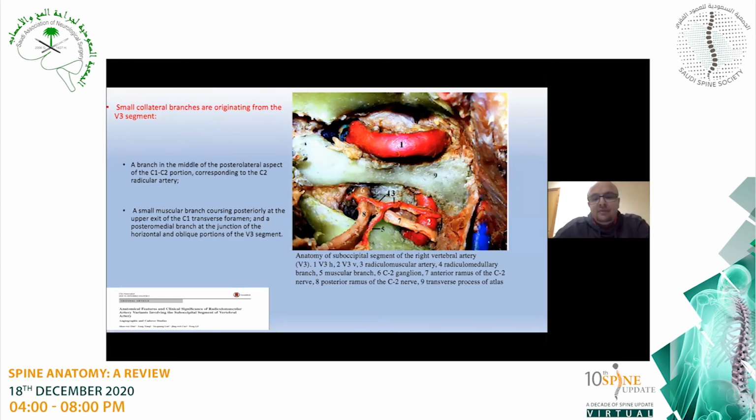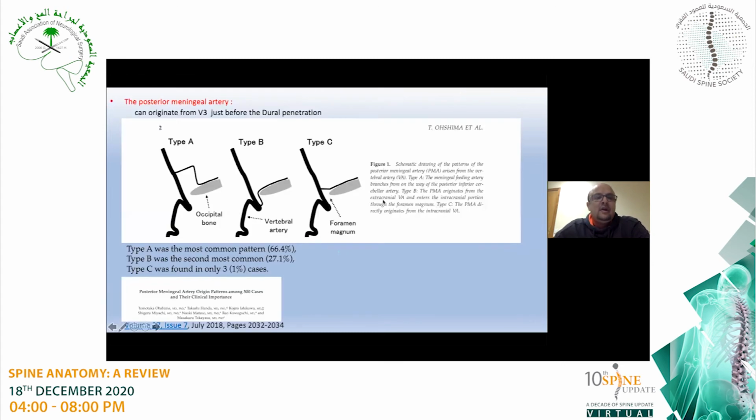Another example of variations of V3: as we can see here, the V3 can give rise to a muscular branch, and these branches go to the muscles. Sometimes, as we described earlier, the PICA is a continuation of one of these branches, so we have to be careful of this. The posterior meningeal artery, as we know, mainly arises intracranially from V4, but it can come from the V3 segment just extracranially at the level of C1.